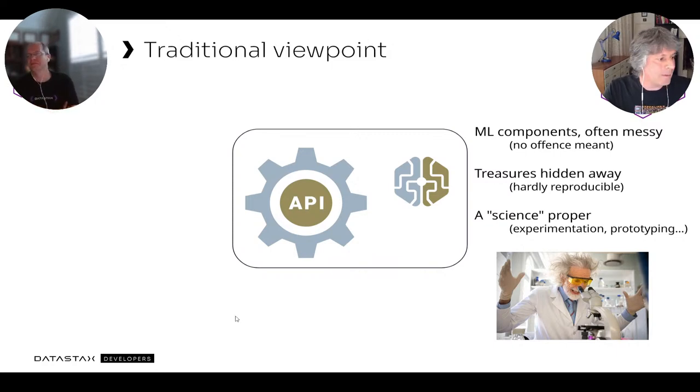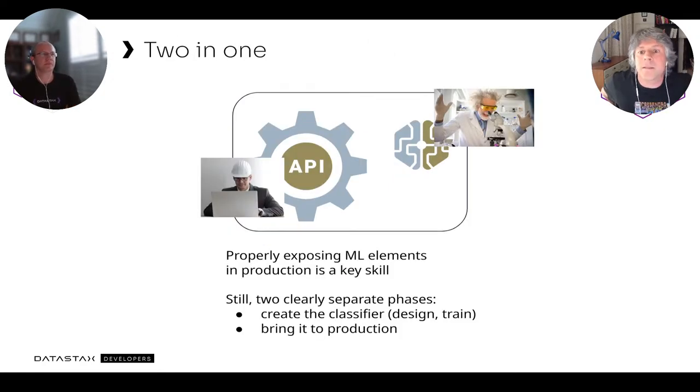Today we try to combine the two, and we try to do the full end-to-end journey, right? So we will have to wear the scientist and the engineering hats at different times today. So we have to do two in one, right? And as I mentioned earlier, properly exposing machine learning elements in production is a very important skill. That's crucial. That's where most of the machine learning projects crash and fail before seeing the light of production.